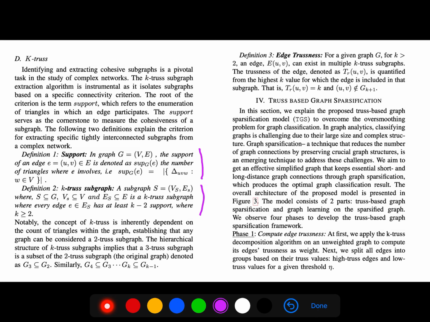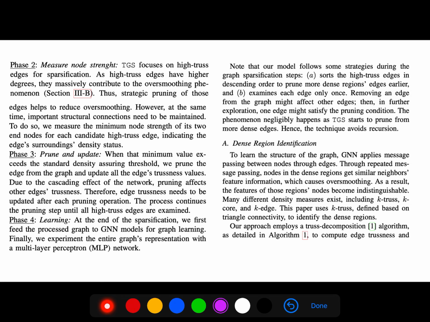How does it look? Which is often overlooked in the literature. So we emphasize and explain the proposed truss-based graph sparsification model to overcome the oversmoothing problem for graph classification.